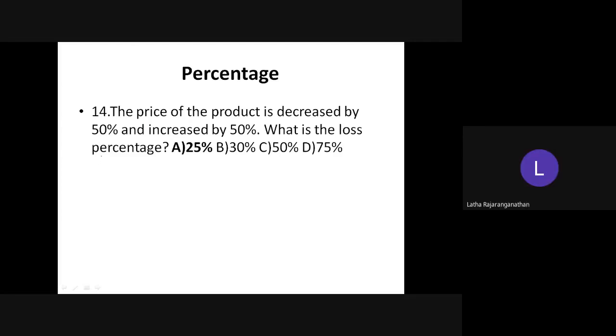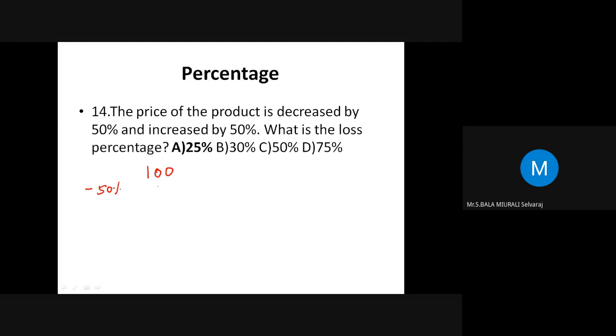Sir, is it like 150 minus 50 divided by... Here also the number 150 is not given. Here also the price is not given, correct? I assumed 100 rupees, sir. Very good. 100 rupees you should assume. First decrease, correct? Minus 50. What is 50% of 100?